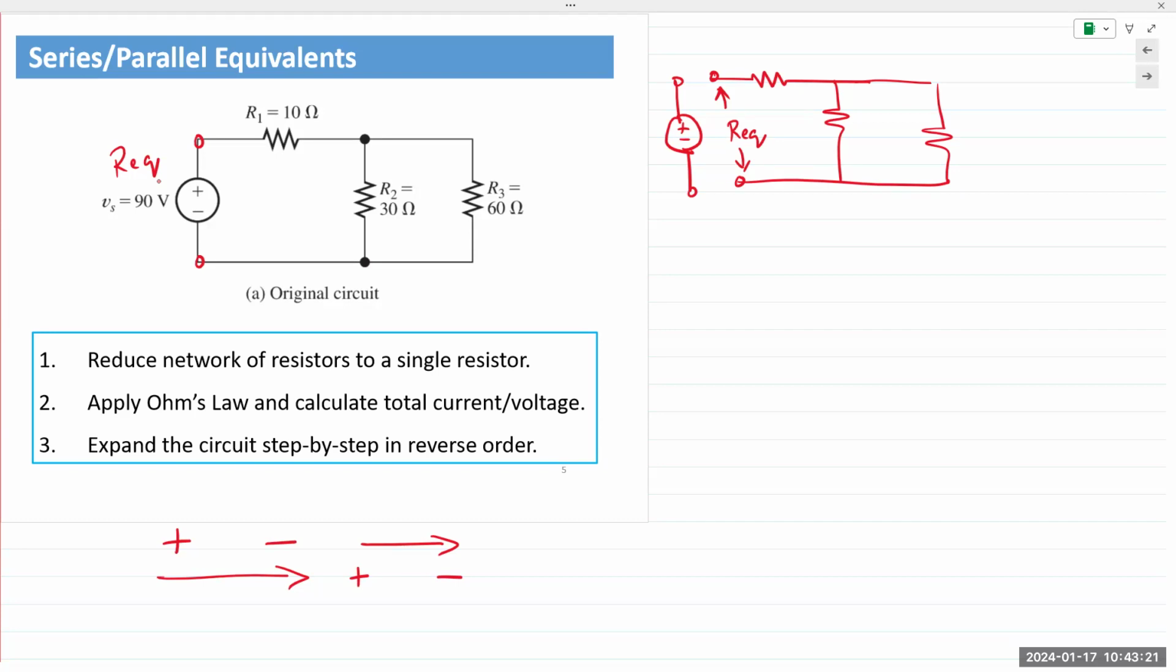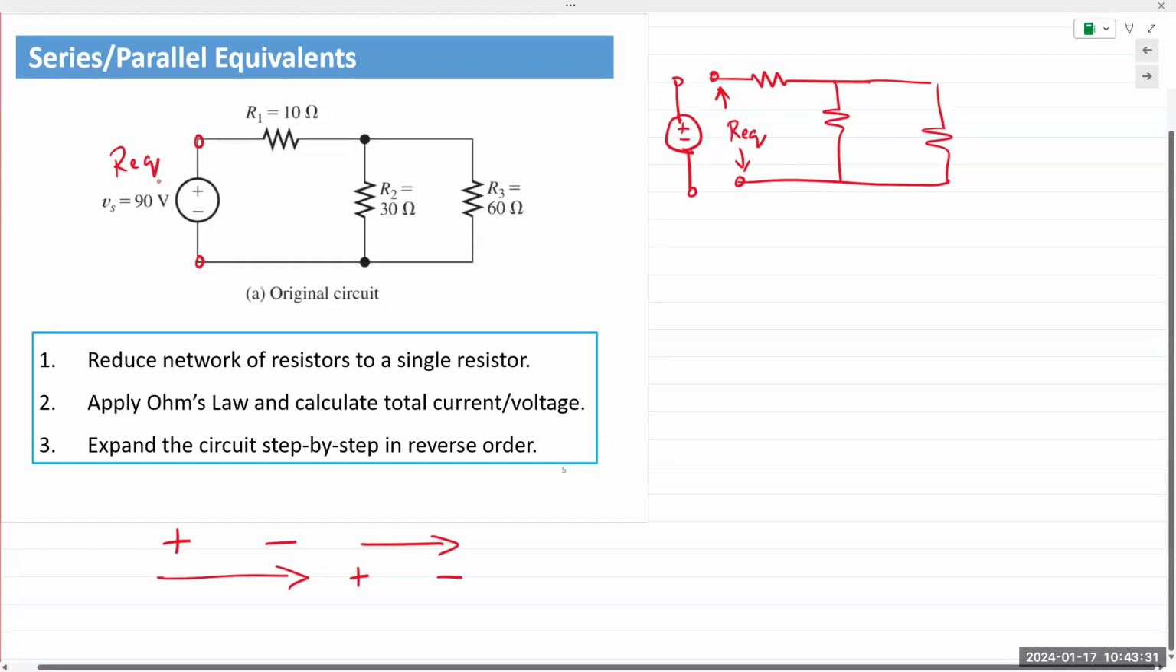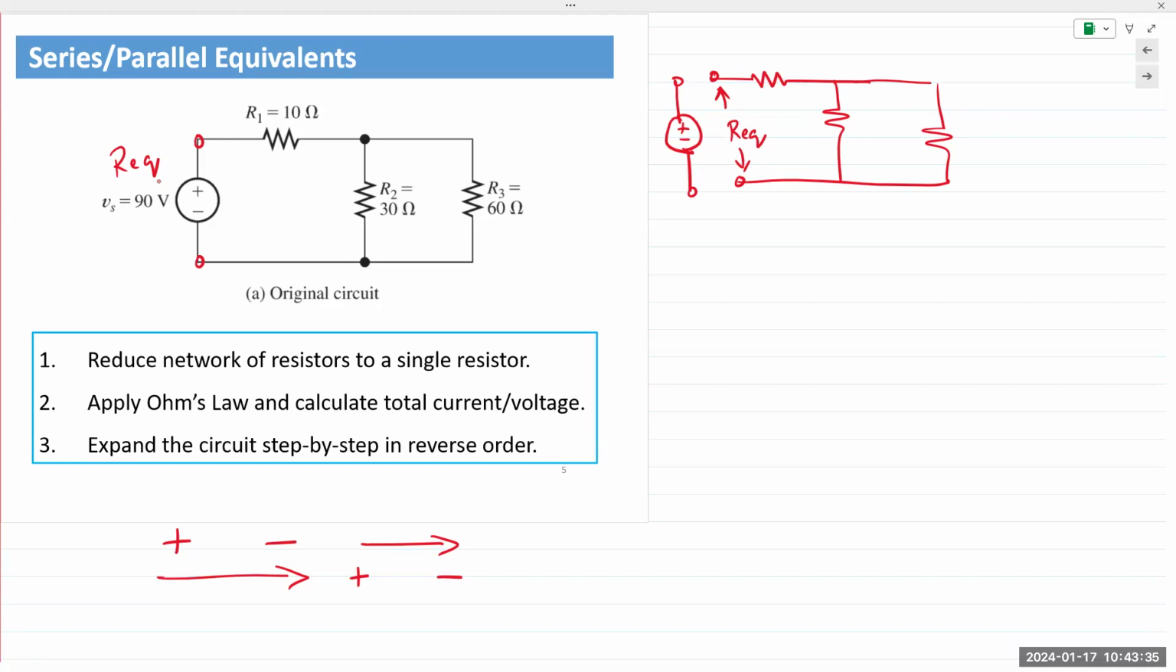So current always flows from high to low, except when it is a source. Okay, passive reference configuration refers to passive elements. A source is an active element. It is supplying energy. The source could be voltage, could be current, doesn't really matter. But current direction for a source is the opposite. It goes from minus to plus. Otherwise, our equations would never balance out.